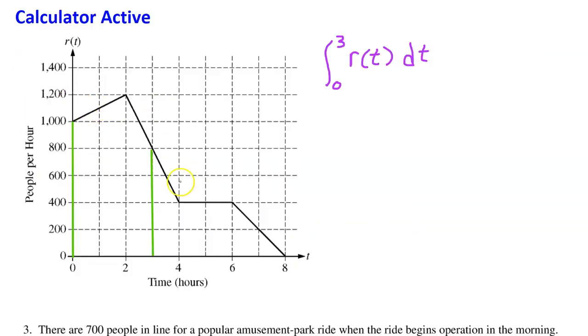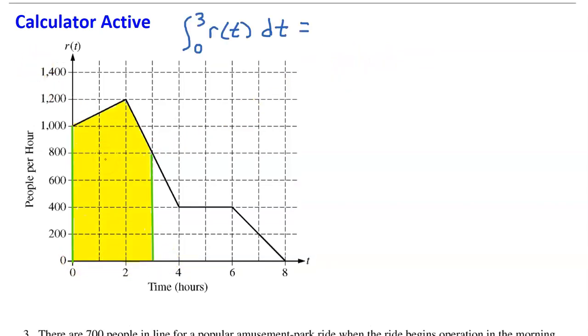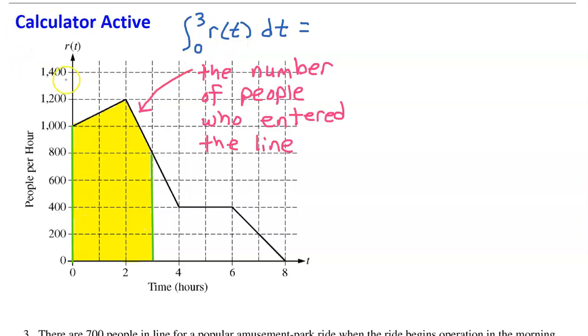We are given the graph of r of t. To calculate the integral of r of t from 0 to 3, we must find the area under the curve from time 0 to time 3. So this area represents the integral of r of t from 0 to 3. Always keep in mind what this means in the context of this problem. The integral of a rate is the change in amount. In this case, the integral of this rate is the number of people who entered the line.